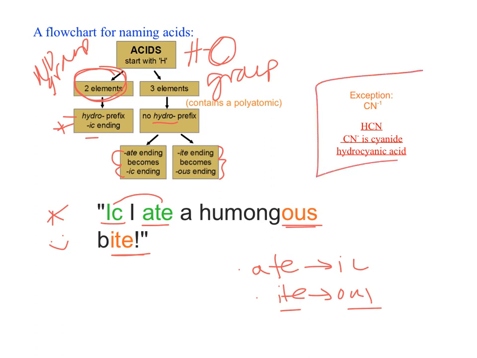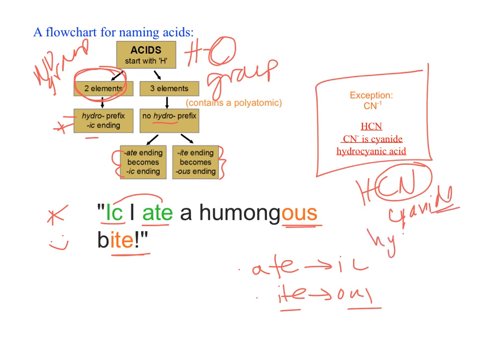And then there is one exception to this kind of flow chart. HCN, if we're going with two elements, three elements, this would look like a group and we would drop hydro. However, cyanide ends in ide, and so we're going to treat it like the ide, where we're going to say hydrocyanic acid. So it's a good one to know. Exceptions have a way of popping back up. So instead of dropping hydro, we're going to call it hydrocyanic acid.